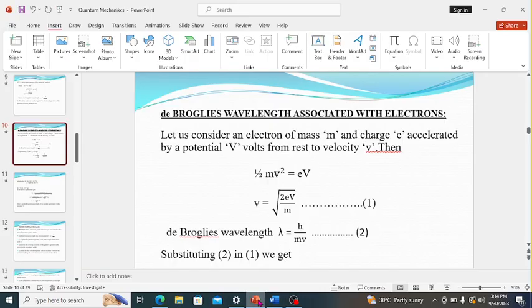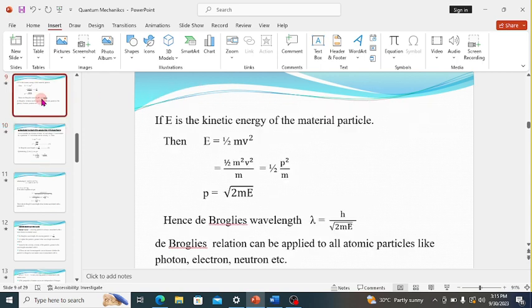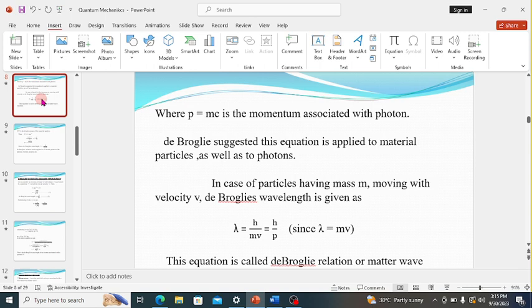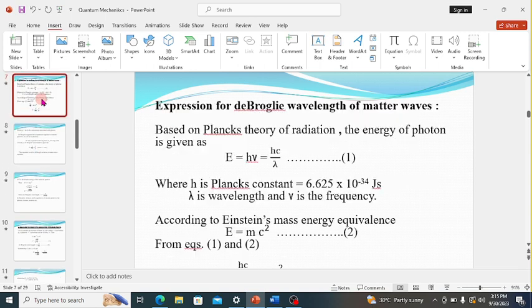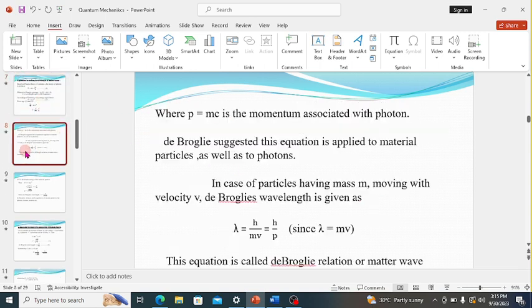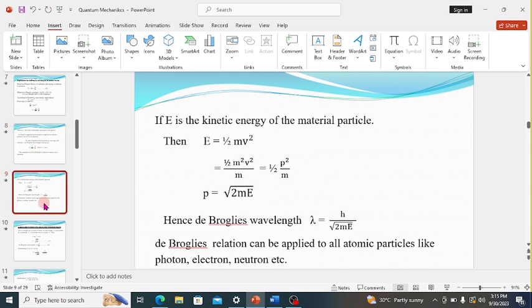Good morning students. Today we will see de Broglie's wavelength associated with electrons, and some of the properties of matter waves. Last class we have seen de Broglie's wavelength for photons. For photons, de Broglie's wavelength is lambda is equal to h by mc. Next, for electrons and all other material particles we got lambda is equal to h by mv. In terms of kinetic energy we got lambda is equal to h by square root of 2mE.